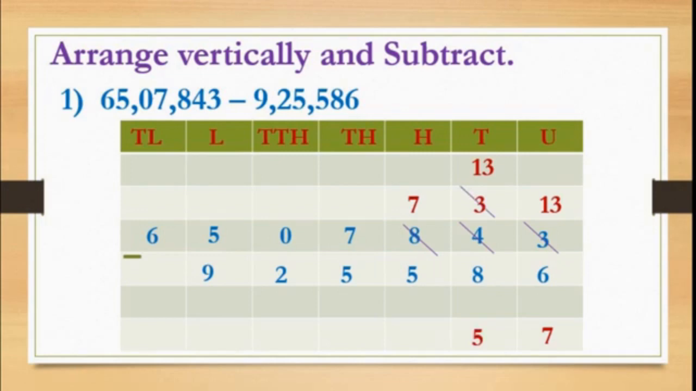Now here in the hundreds place, 7 minus 5 is 2. Okay, in the thousands place, 7 minus 5 again is easy, that is 2. Then here in the 10,000s place, 0 minus 2 again is not possible. It borrows from 5, that is the lakhs place. So here it becomes 4 and in the 10,000s place it became 10. So 10 minus 2 is 8, isn't it?